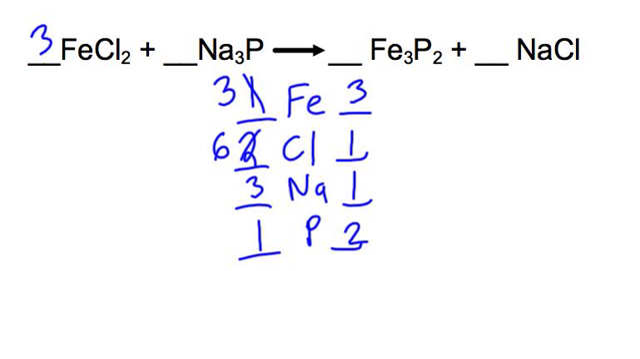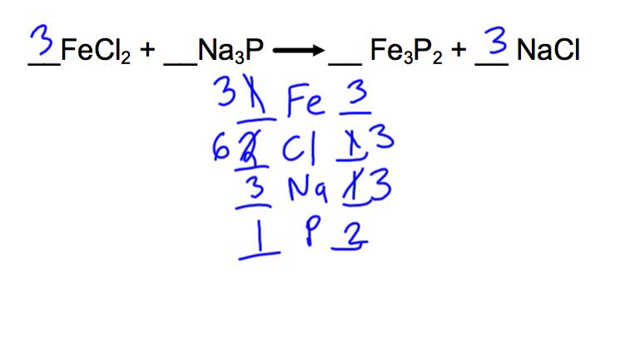Maybe I want to do my Nas. So I've got 3 Nas on the left. If I put a 3 here, oh, that'll take care of my Nas. Great. It's going to bump up my Cls as well. So I have most things balanced at this point. I need more chlorines, though, and I also need more phosphorus on the left.